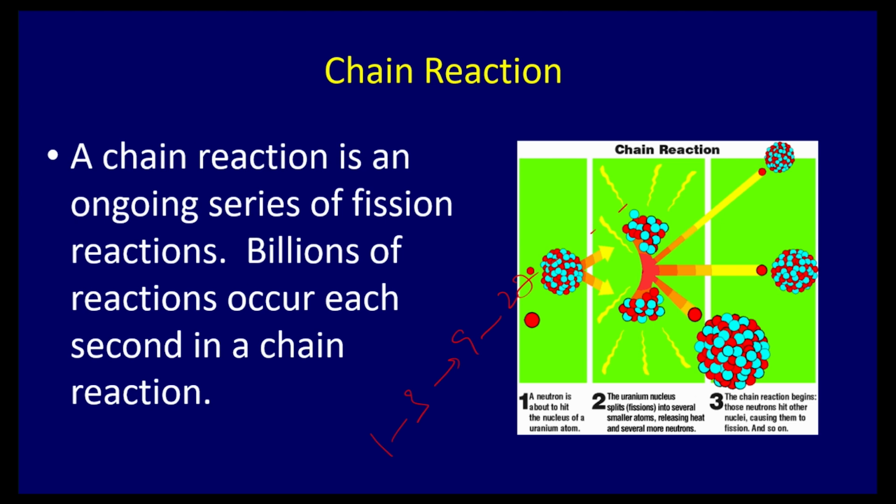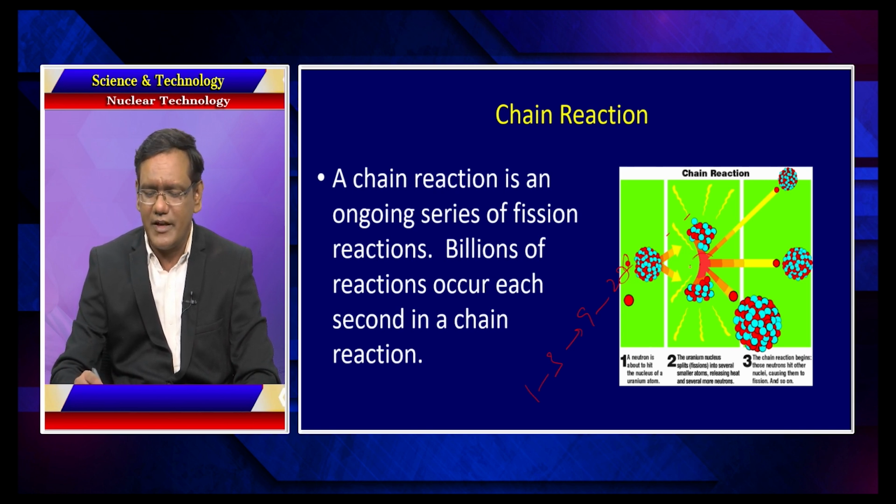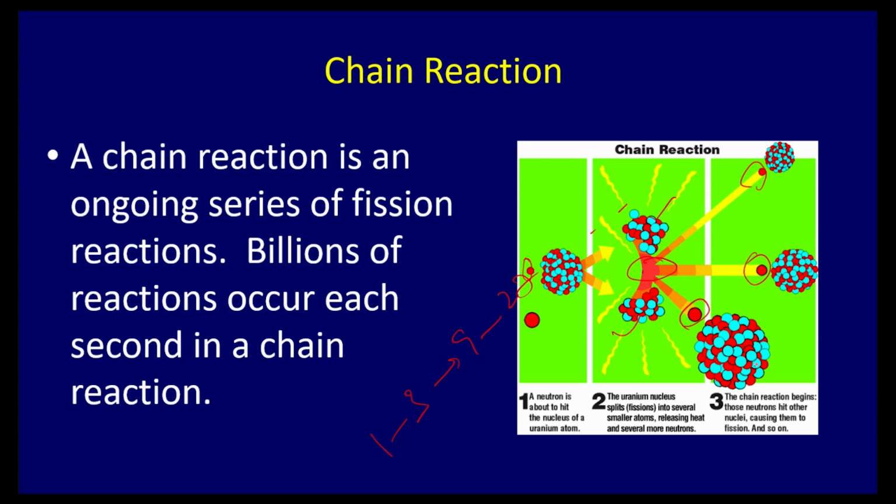Here you see a neutron is about to hit the nucleus of a uranium atom. Once it is hit, it releases energy as well as 2 more atoms, and the released neutrons again hit other atoms, and these atoms again create another 3 more. Like that it continues. Billions of reactions occur in each second in this chain reaction.